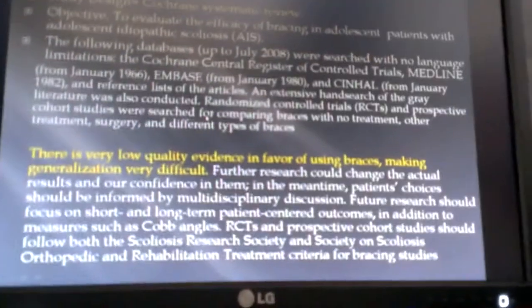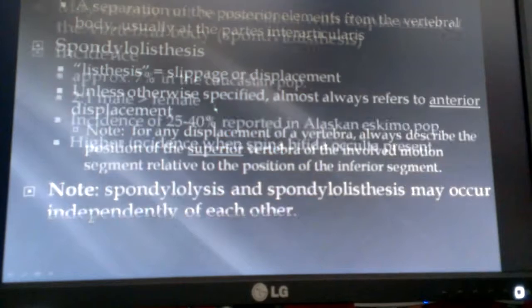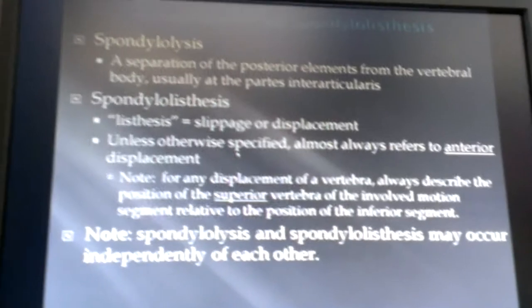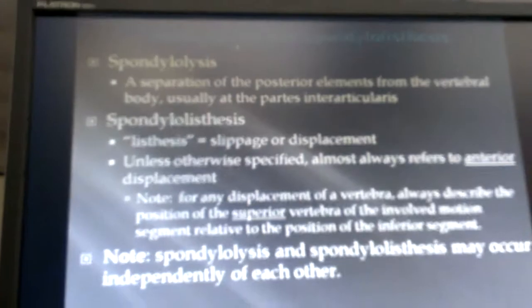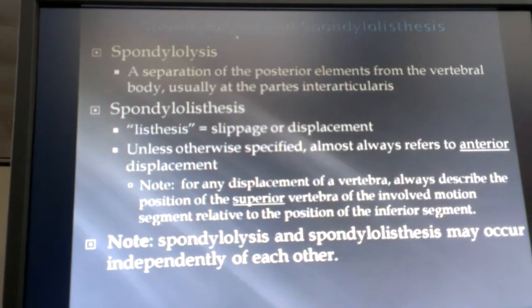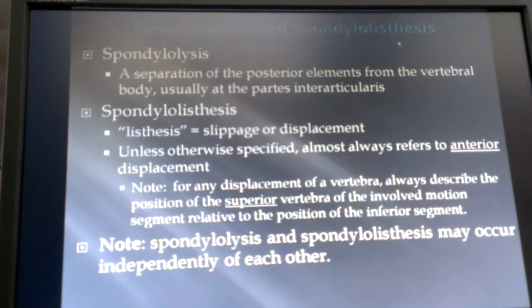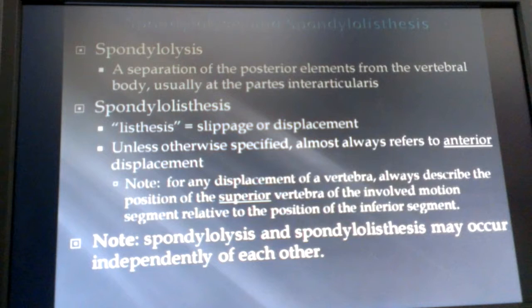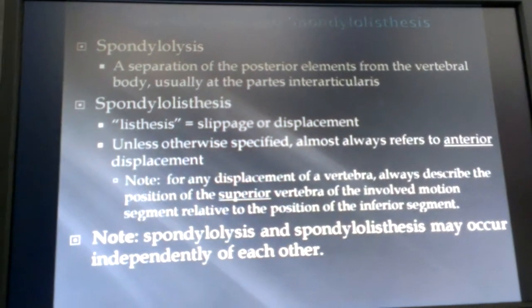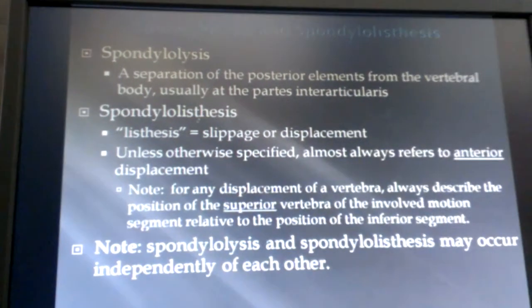A lot of this is interesting, but not for this class. Okay, so spondylolysis means that there's a cleft. Spondylolisthesis just means that there's slippage of the spine. It can be anterior, lateral, posterior, whatever. So know the terminology.